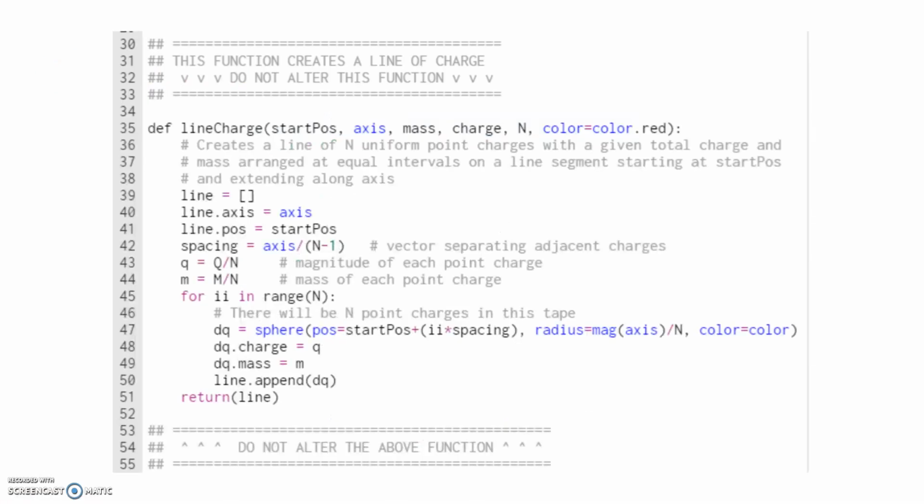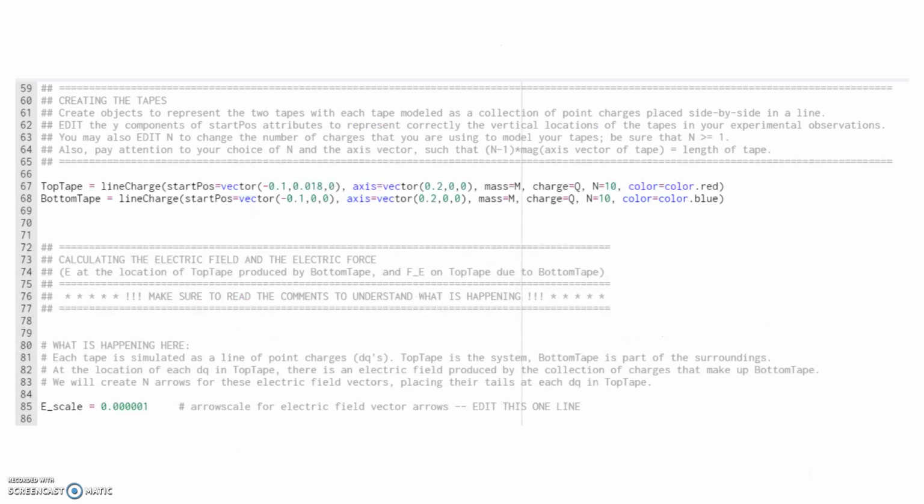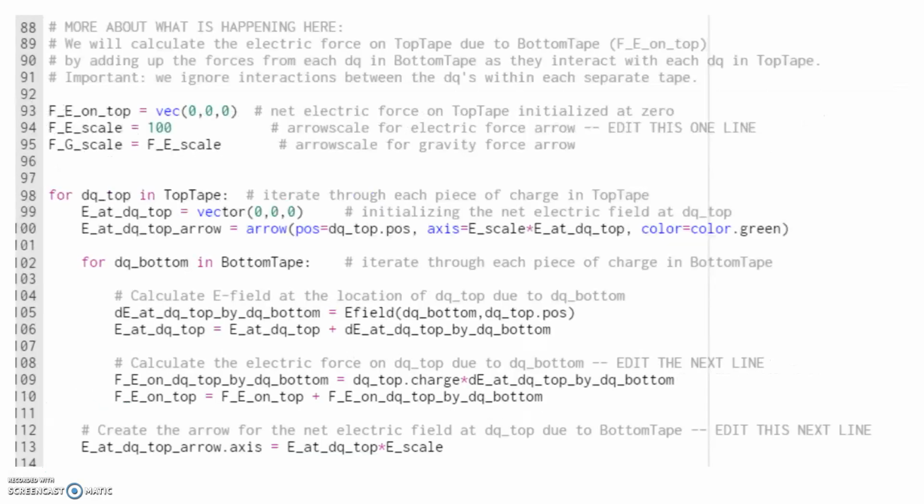This is just the function that creates the line charge. And then this is the top and the bottom tapes, and I put in the Y position of the vectors, and the distance that I measured between the top and the bottom tape, which floated above each other. Here I was able to find the scale that the vectors needed to be in order to show up on the model. And then the rest of it from the for loop down shows the electrical force acting on each individual point charge within the line charge that the bottom acts on the top line charge.